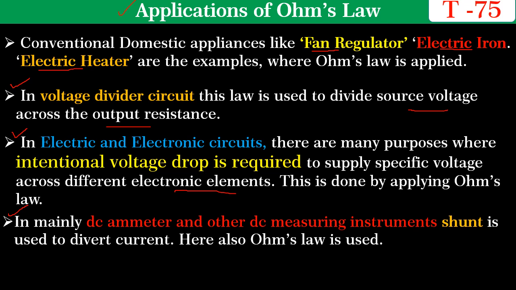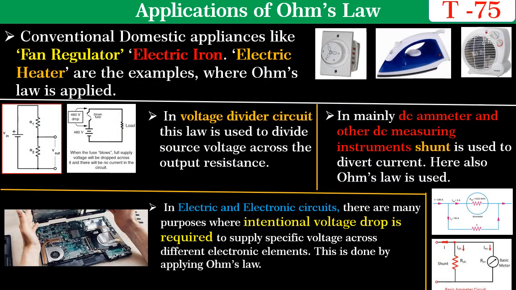In many DC ammeter and other DC measuring instruments, shunt is used to divert the current. Here also the Ohm's law is used. Friends, here you find some domestic appliances, voltage divider circuits, and ammeter and voltmeter shunts, and many electronic instruments where the Ohm's law is applied.